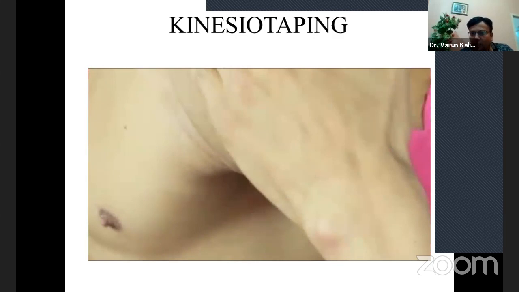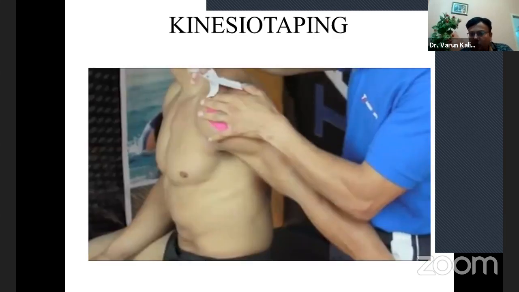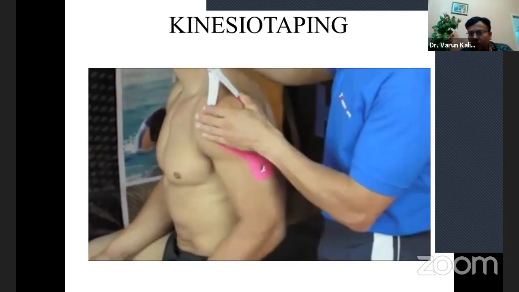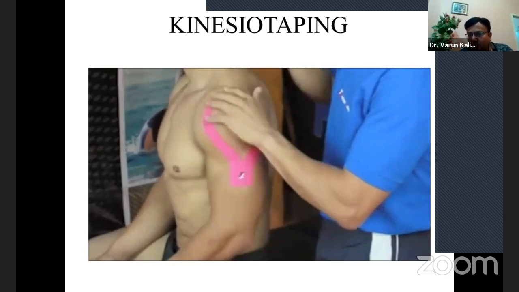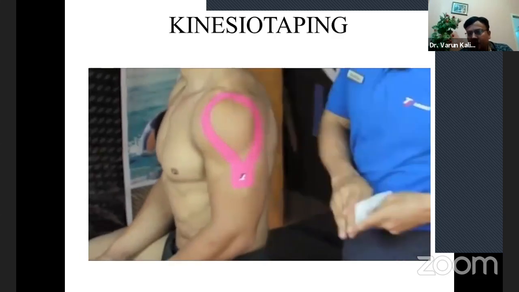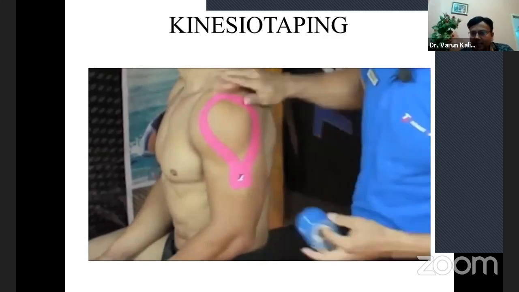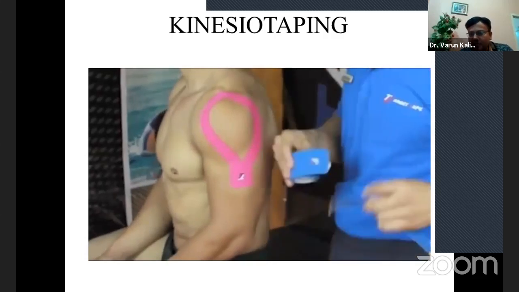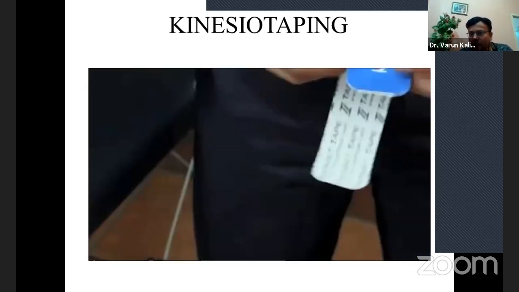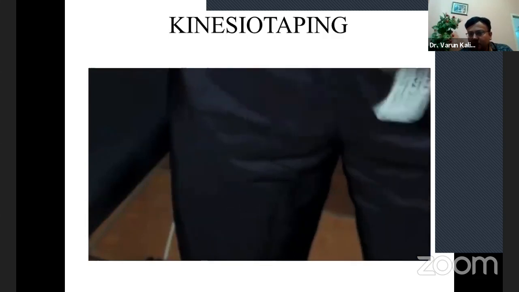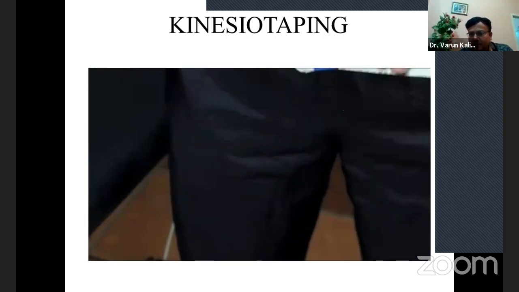And after that, the patient has to maintain the shoulder in neutral position, and we will fix the ends of the kinesio tape. In the second piece of kinesio tape, we will again tear it from the base. Like this, you can see.